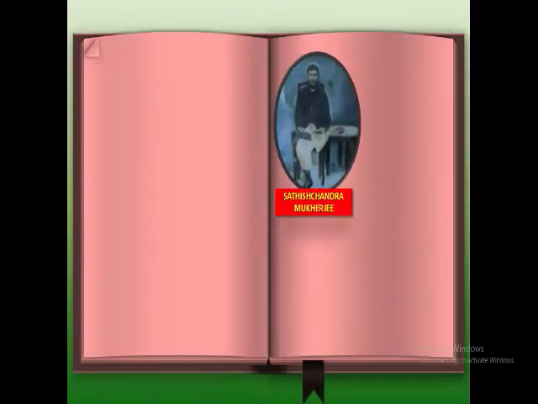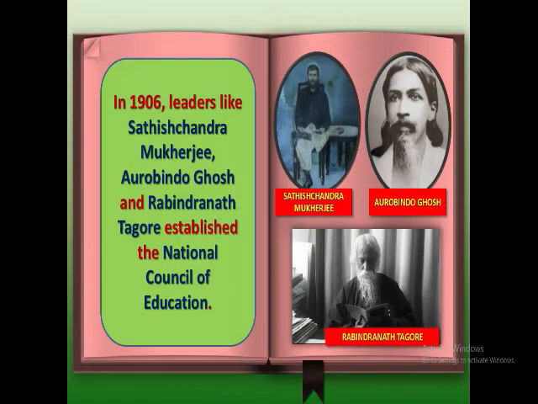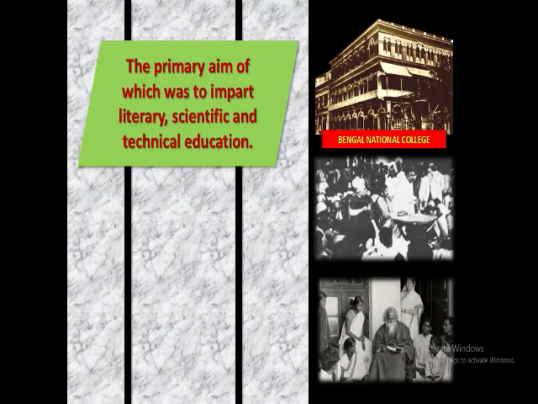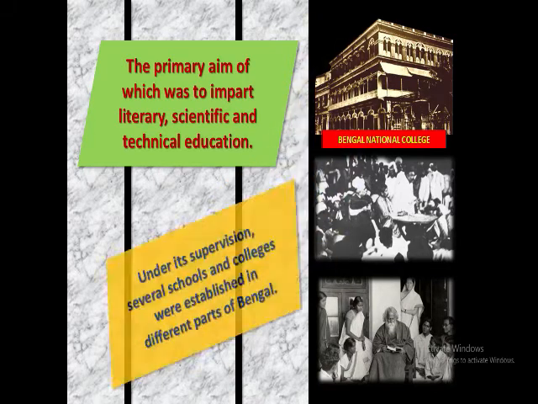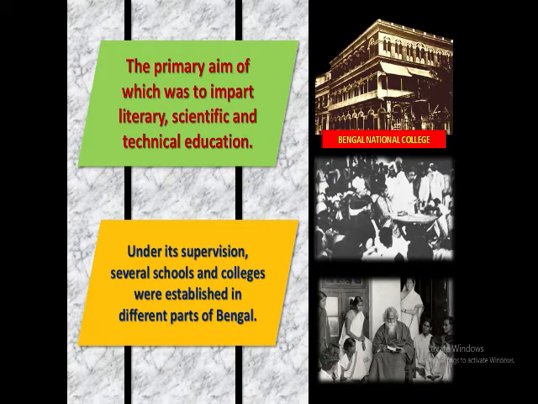Some of the important leaders like Satish Chandra Mukherjee, Aurobindo Ghosh and Rabindranath Tagore. He is Satish Chandra Mukherjee. So in 1906, leaders like Satish Chandra Mukherjee, Aurobindo Ghosh and Rabindranath Tagore established the National Council of Education in Bengal, one of the important places for education reforms. Its primary aim was to impart literary, scientific and technical education. Under its supervision, several schools and colleges were established in different parts of Bengal.